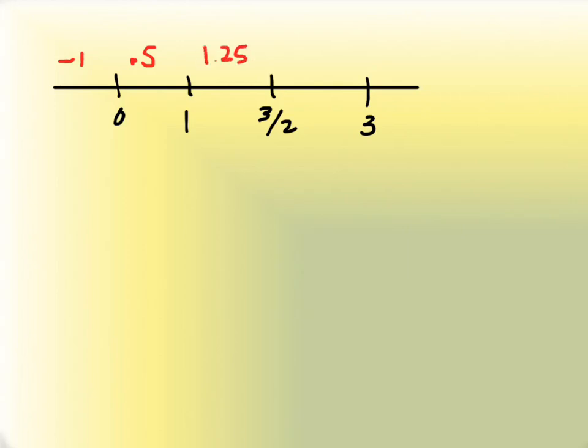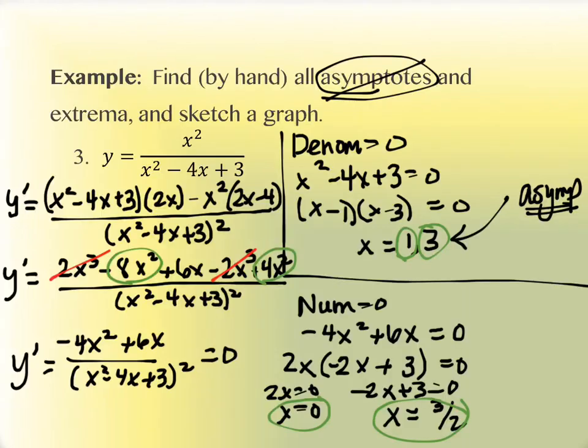1.25. Decimals are good. How about between 3 halves and 3? 2. And between, or after 3? 4. So we're going to test all of these values into the derivative. I think, did we call our derivative g? Y.